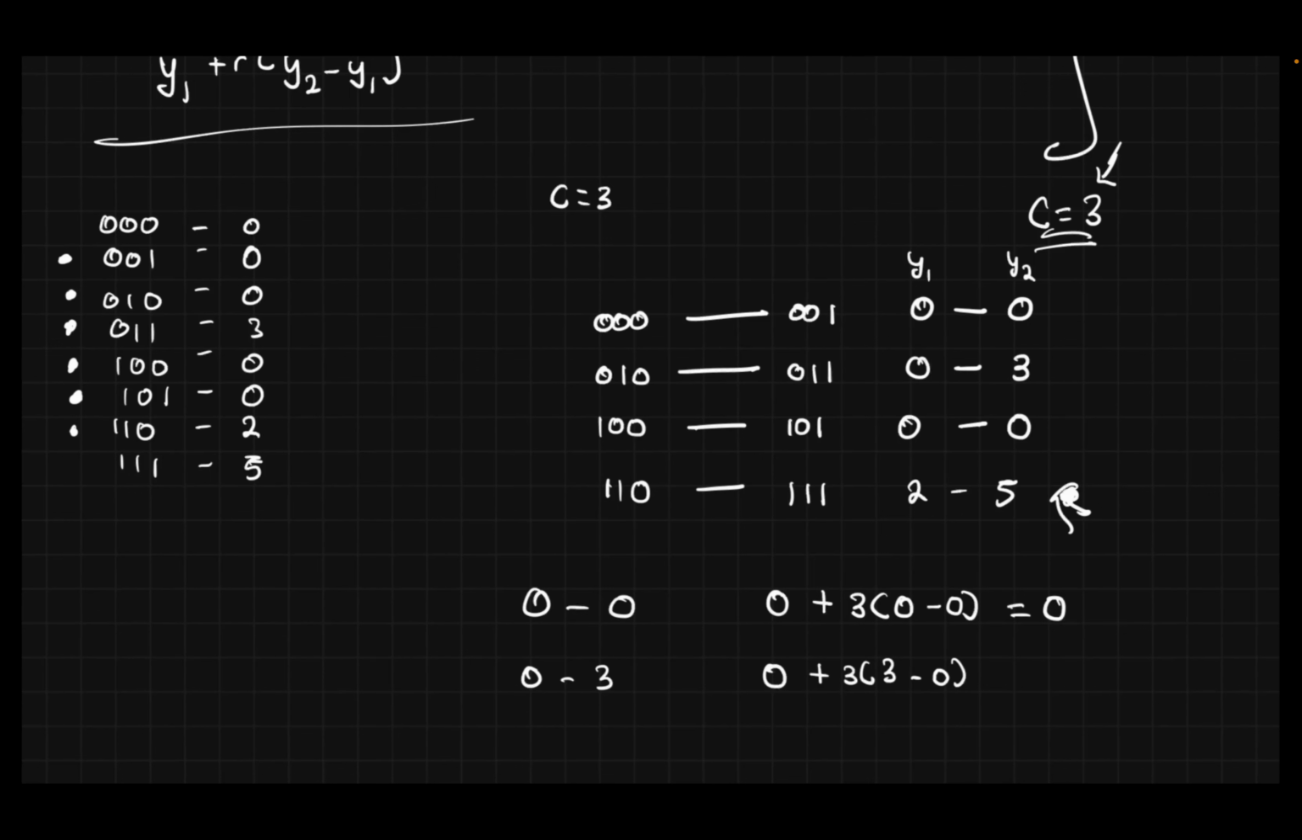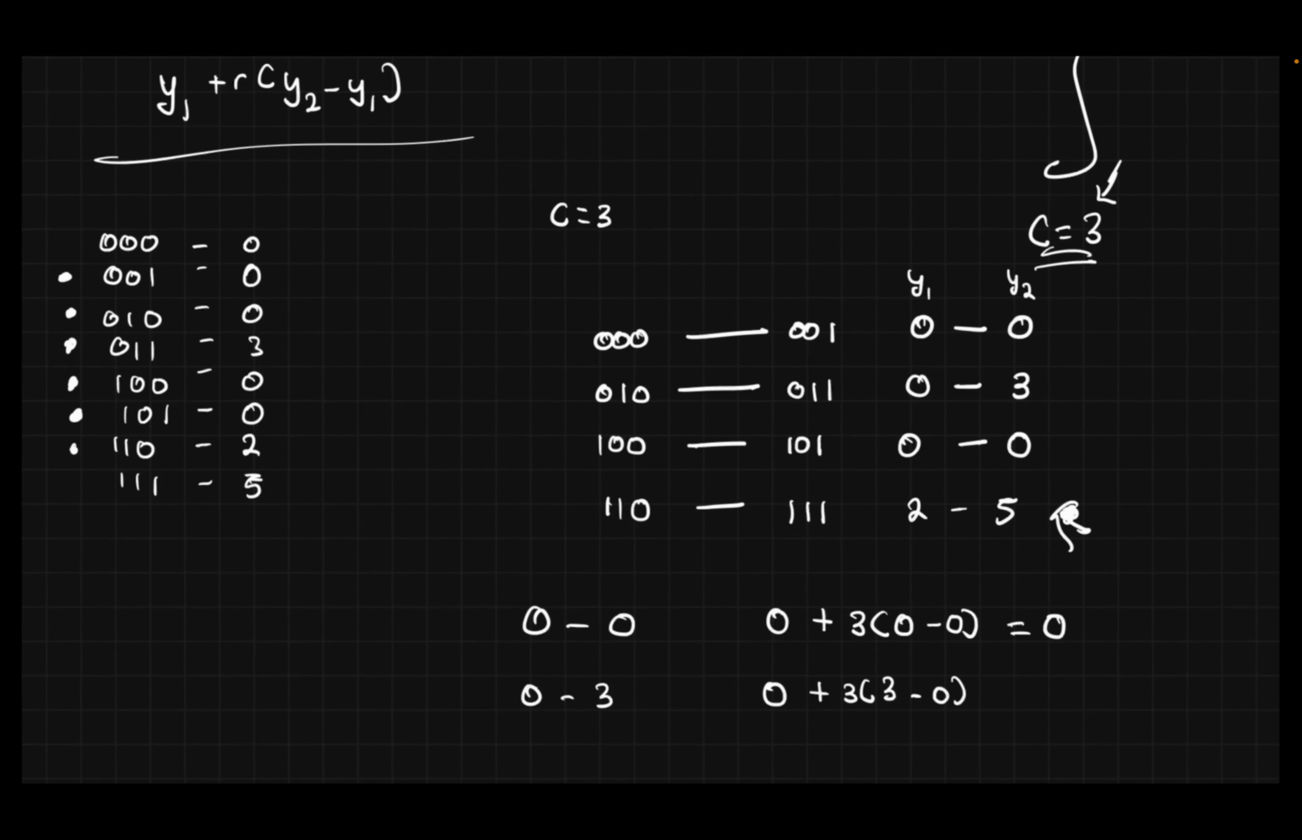Is this making sense? No. C is 3, which is our r. So we're doing what? What is y1? What is r? What is y2?